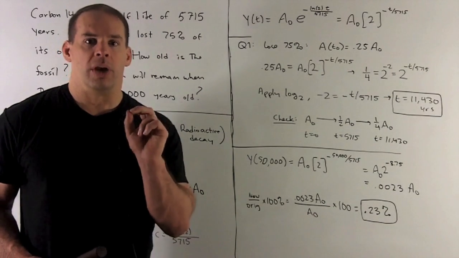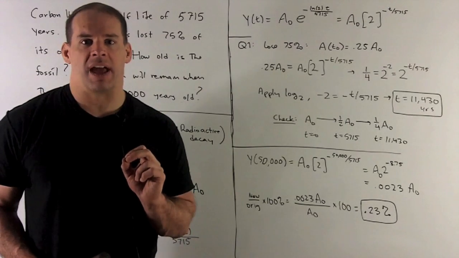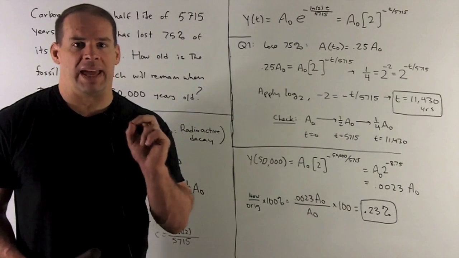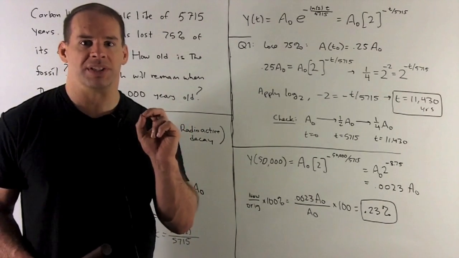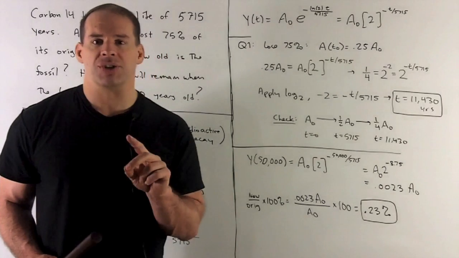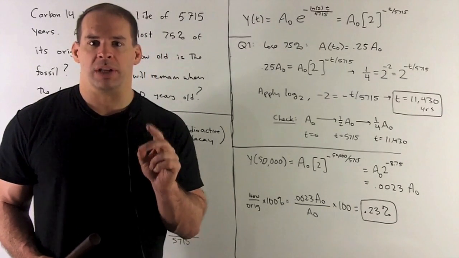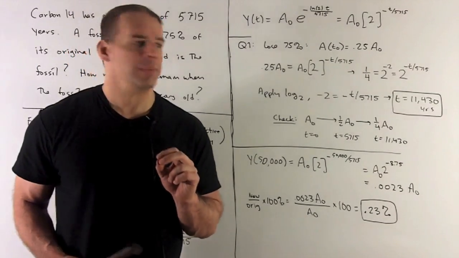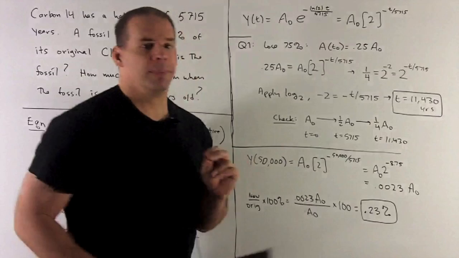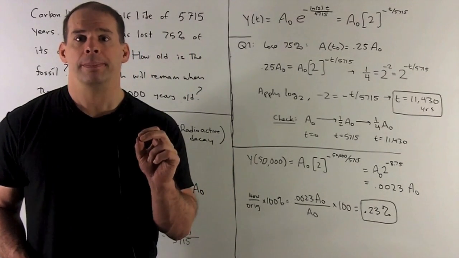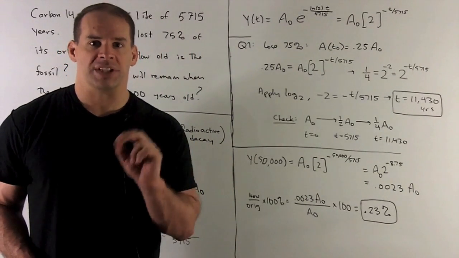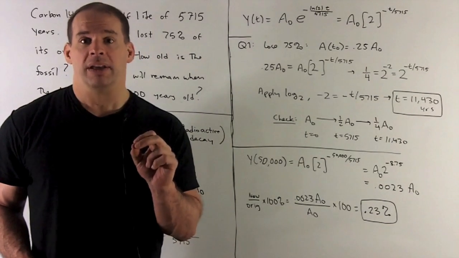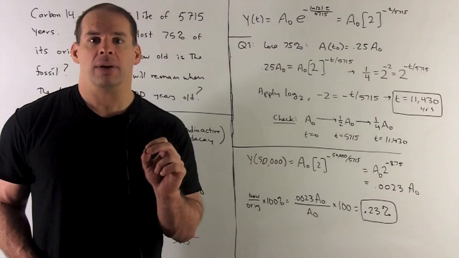Second, we want to know how much carbon-14 is left at 50,000 years. We put that into our equation. That's going to give me A0 times 2 to the minus 8.75. Now, in our final answer, we won't want an A0 in there because we didn't start with an A0. So we'll just give our answer as a percentage of the original amount. So when we crunch this down, we get 0.0023 A0. We divide that by the original amount, which is just A0, and then multiply by 100%. So our answer is going to be 0.23% of the original amount of carbon-14.